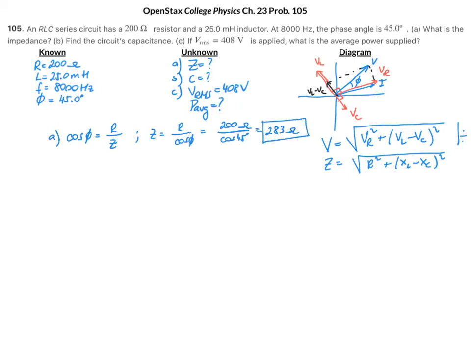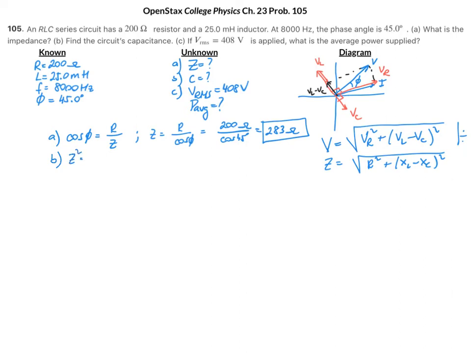Now, I have the impedance. I have this part. And I'm looking for the capacitance. So I can use this equation and solve for the capacitance. So part B, I'm going to square both sides of that equation. I'm not going to copy the equation over.